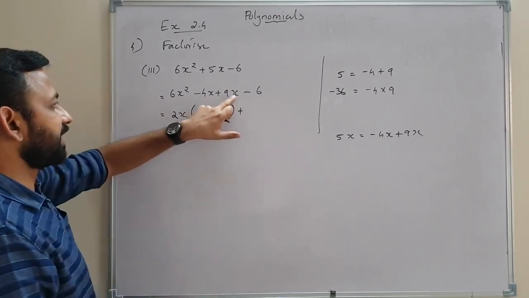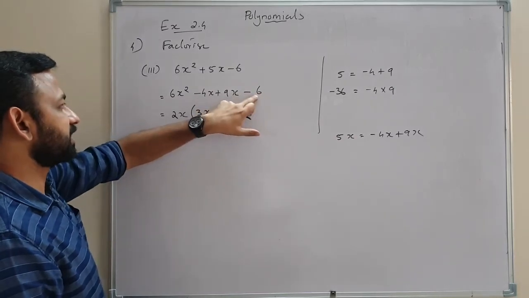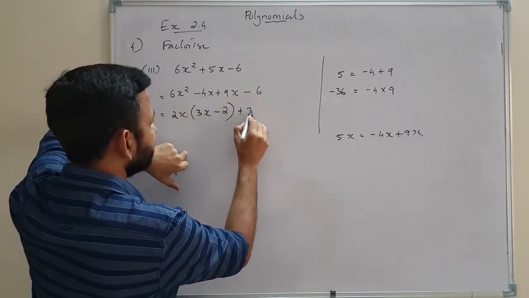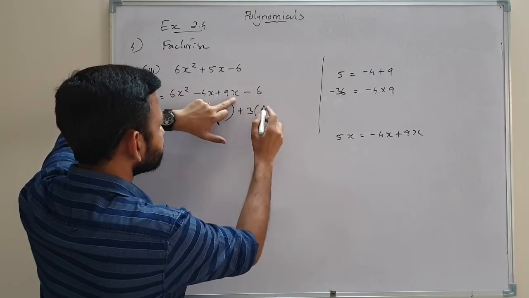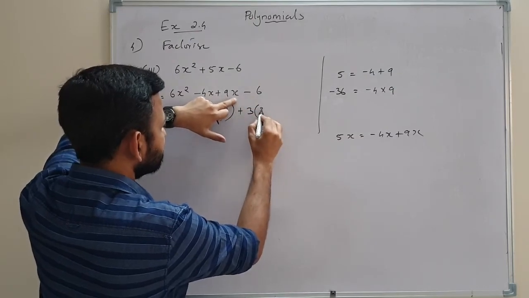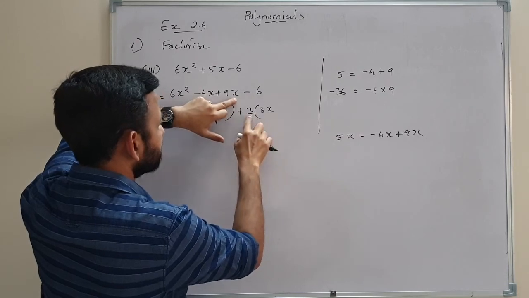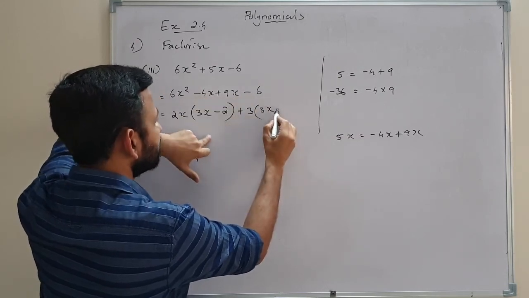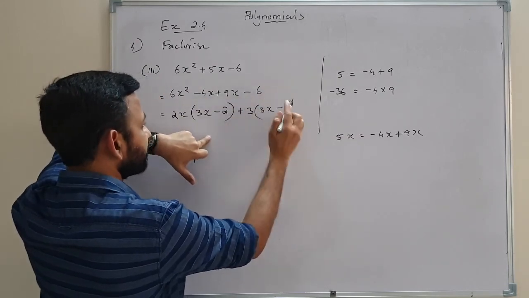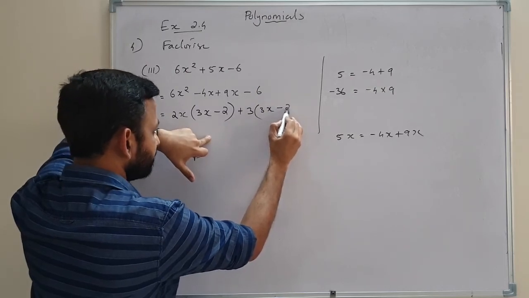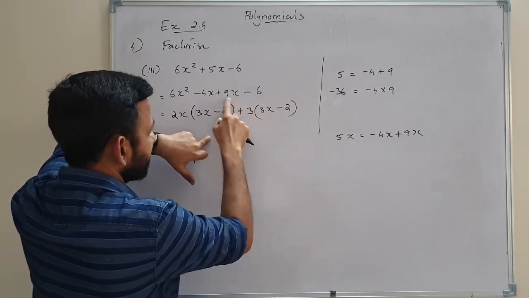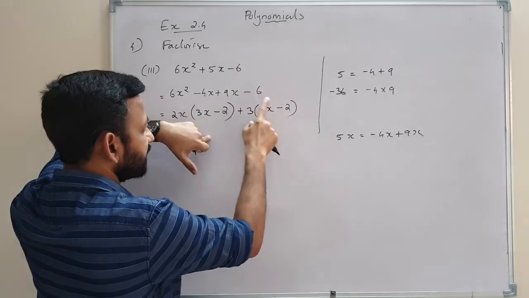Plus, we can take a common factor outside. We can take a 3 outside. When we take a 3 outside, then 3x: 3 into 3x, 9x. And when we take a 3 outside from 6, we will get a 2 here, so 3 into minus 2, that is minus 6.